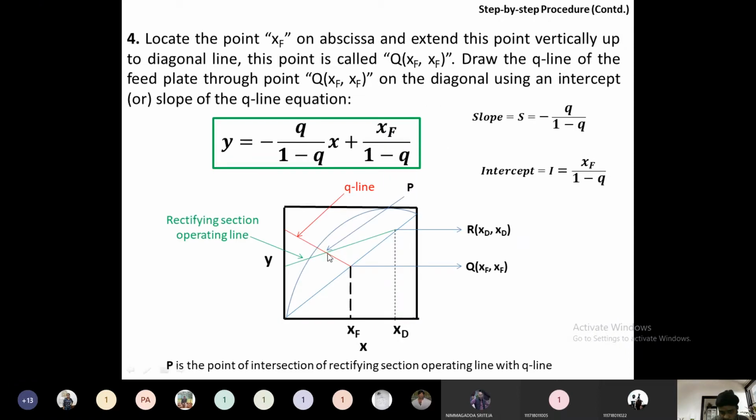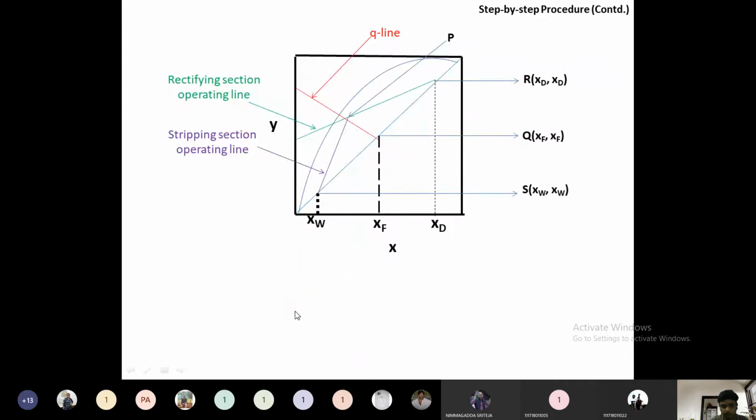If you see the intersecting line, this point needs to be connected with xW. So before that you have to locate xW here. xW you have to locate there, and this xW will be projected up to the diagonal. This point we can give a notation, S. The coordinates of S will be xW, xW, because we are just projecting it up to the diagonal. So we'll call that S, xW, xW.